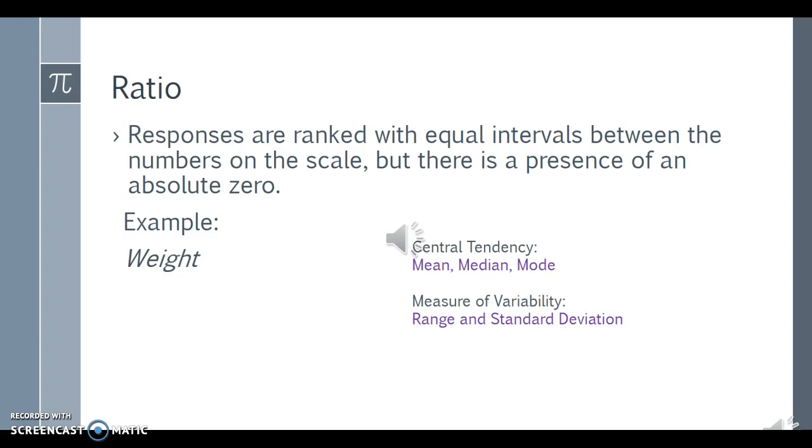When you're measuring central tendency using ratio, you can use mean, median, or mode. And measuring the variability, you can use either the range or the standard deviation.